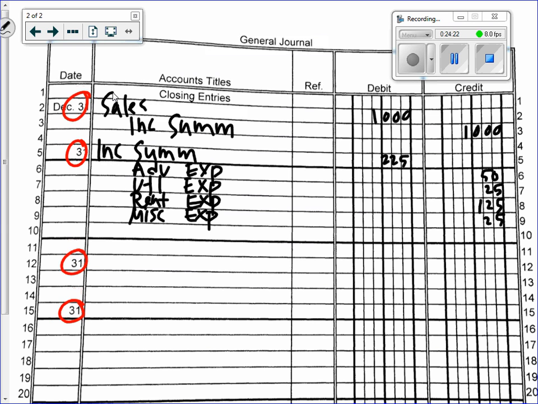What was the next thing we closed? We closed the income summary because the income summary only exists for 1 day. It's a holding tank while we do those other 2. Okay? Hopefully it's a net income. In this case it was. So we debited income summary. Who got to keep that money? Mars, comma, capital. And our net income was $775.